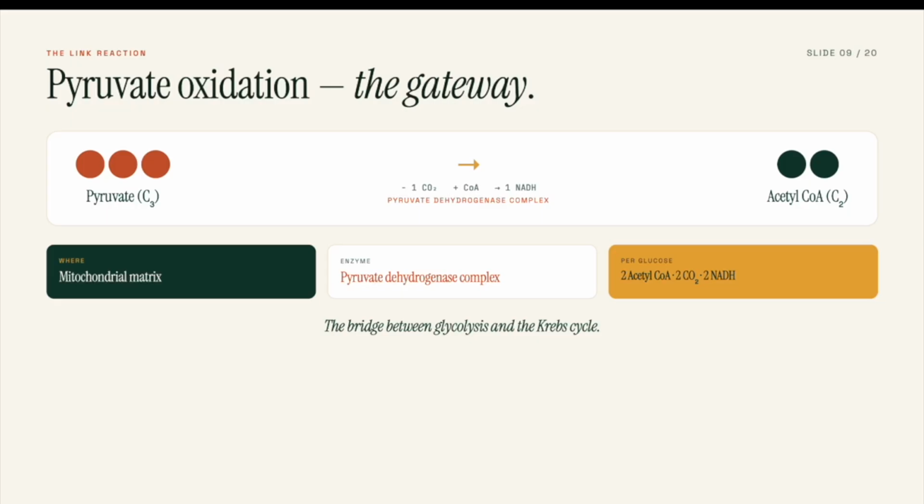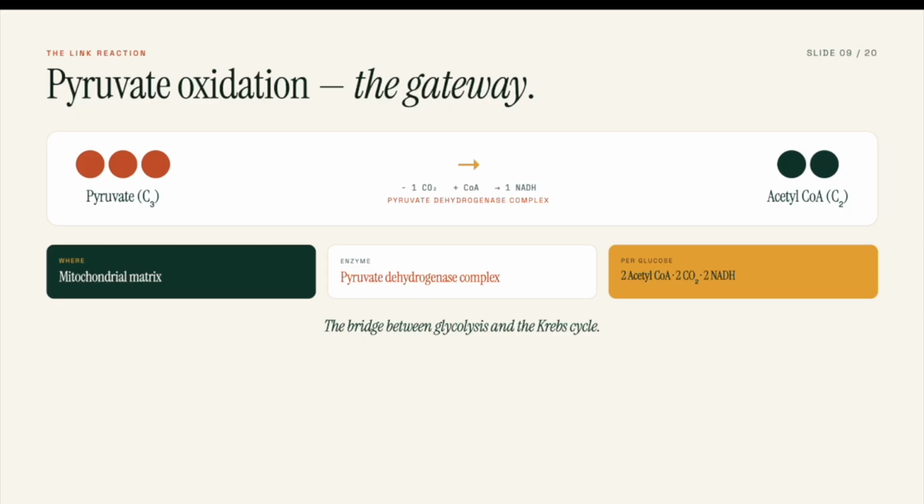Now, assuming oxygen is available, pyruvate does not go to fermentation. Instead, it enters the mitochondria and goes through pyruvate oxidation, also called the link reaction. This is the gateway between glycolysis and the Krebs cycle. What happens? Pyruvate loses one carbon as CO2, that is decarboxylation. The remaining two-carbon fragment joins with coenzyme A to form acetyl CoA, and one NAD plus becomes NADH.